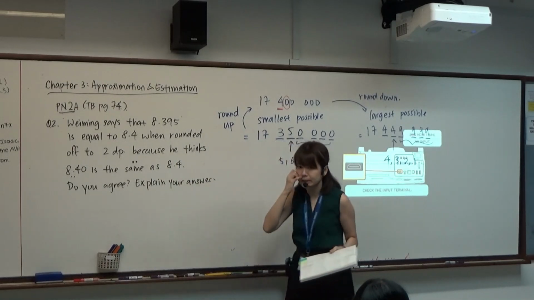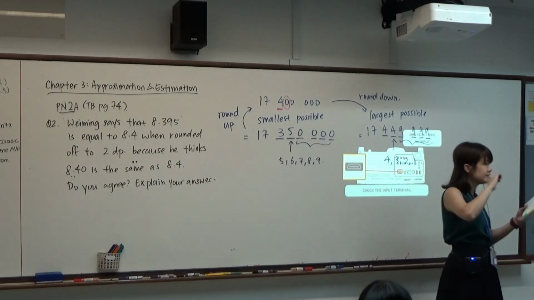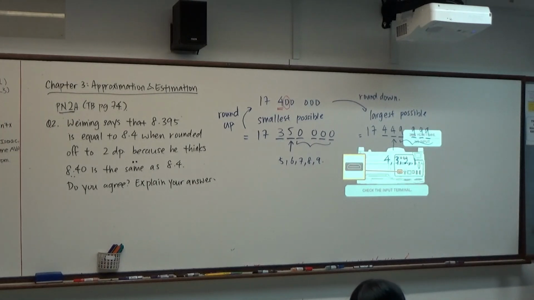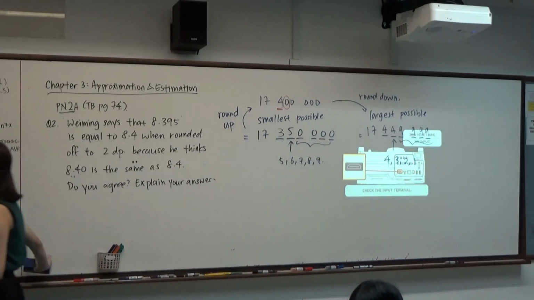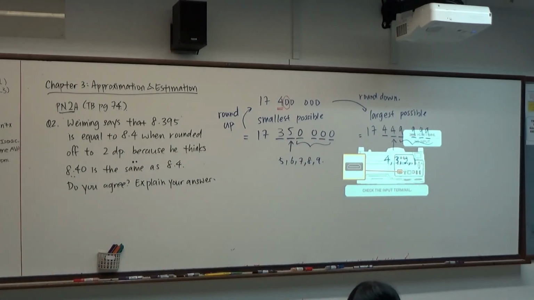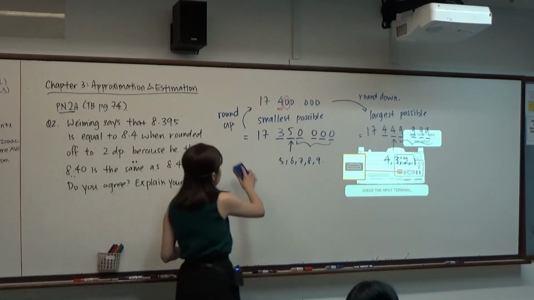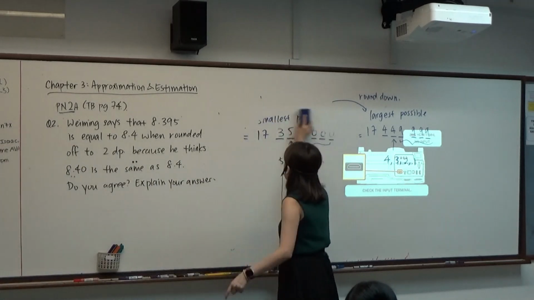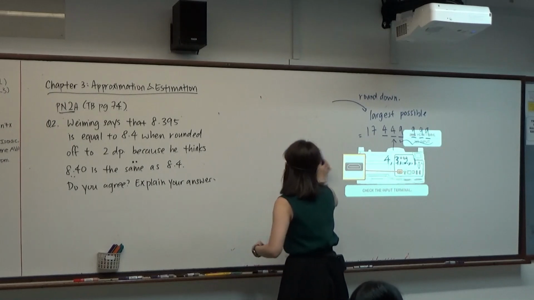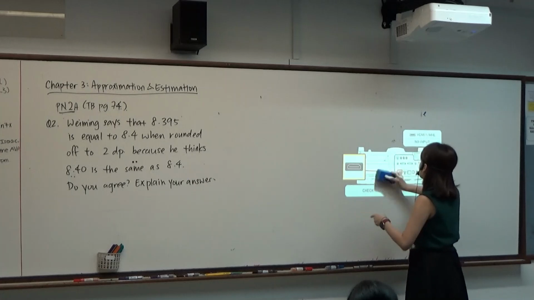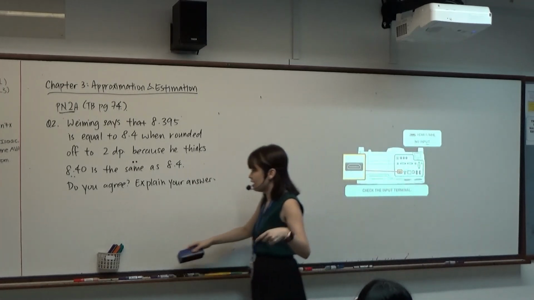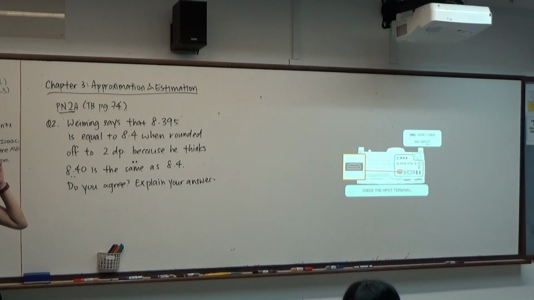Okay, let's look at this question here. It says that 8.395 is actually equal to 8.4 when rounded off to 2 decimal places, because it thinks that 8.4 is the same as 8.40. So it's actually the same idea as what we had earlier on where Joshua thought of 78.47. Then after that, Marcus thought of something else. So in this case, do we agree with this? No. We don't, right?